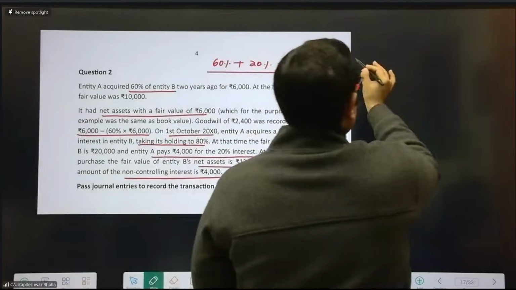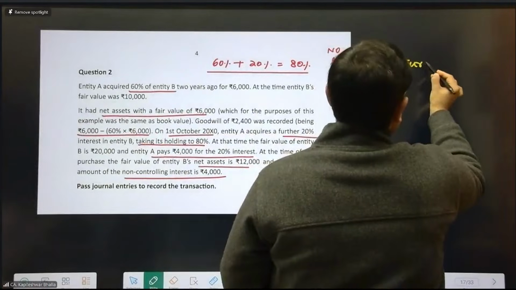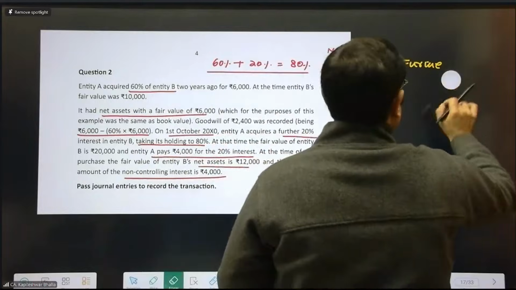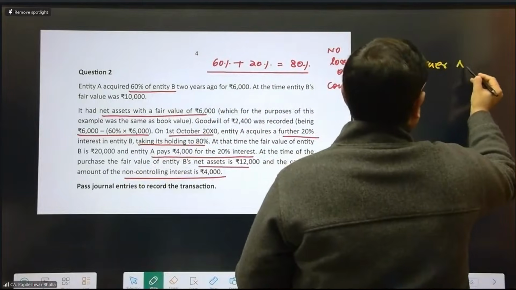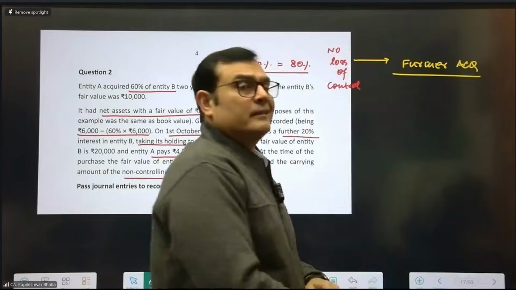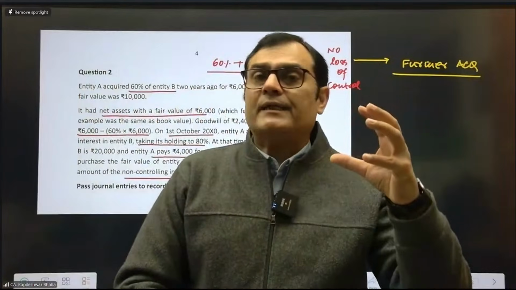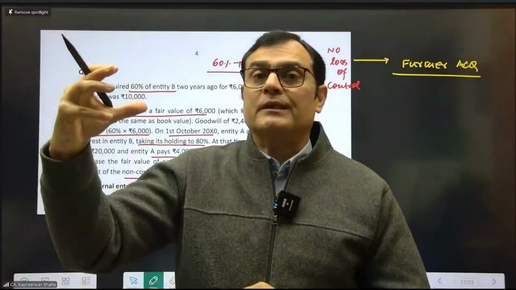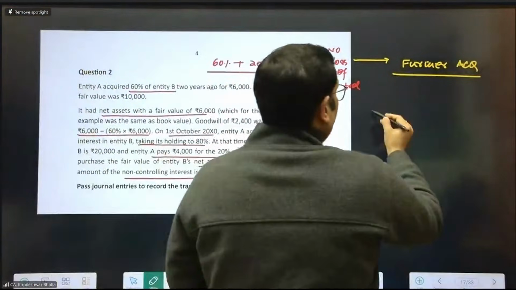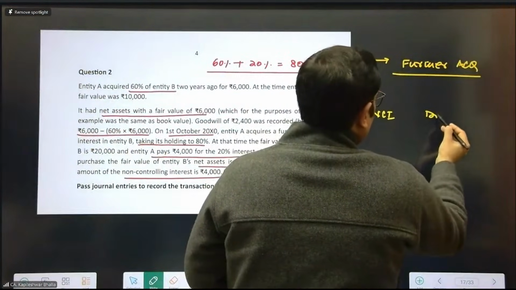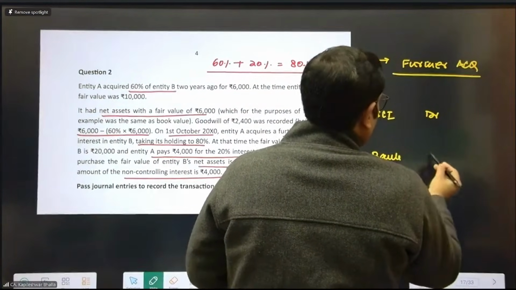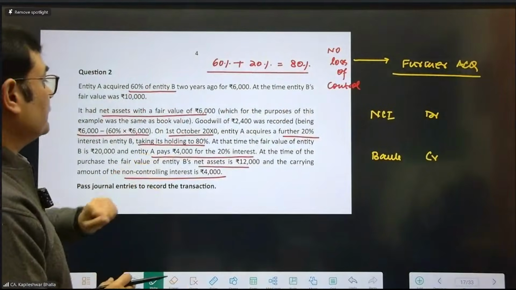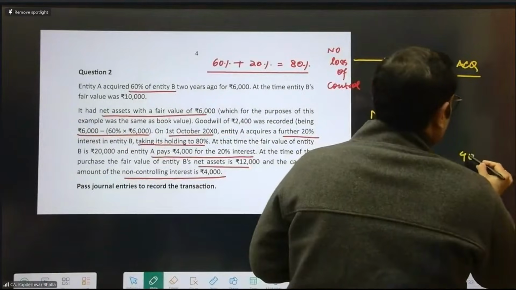Can I say, since it is a case of further acquisition, in this particular case there is a need to decrease the NCI, because we had a 60% stake, there was a 40% NCI. Now you get an 80% stake, so the NCI gets reduced. So we will put the entry: NCI gets a debit, bank gets a credit, and the difference will be taken in terms of equity. He's very clearly said that A pays 4,000, so we paid a total of 4,000.